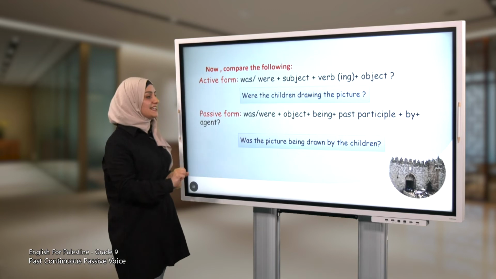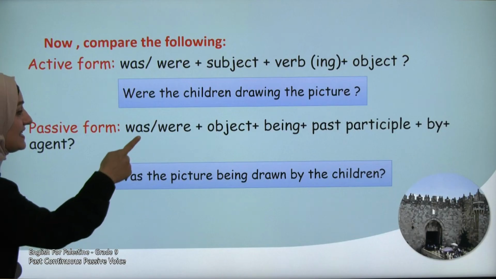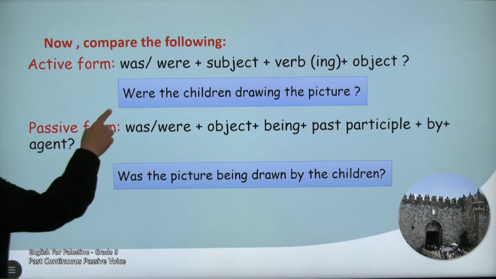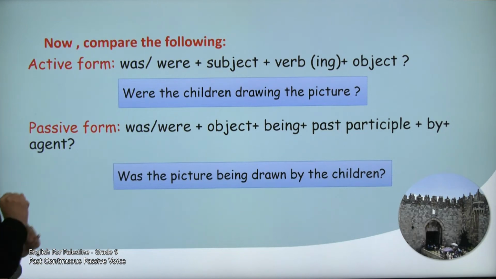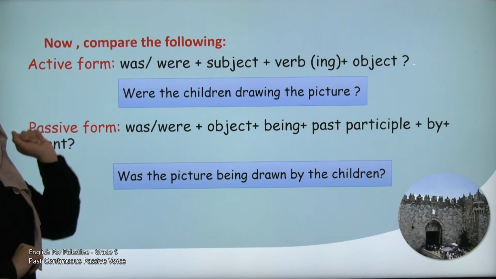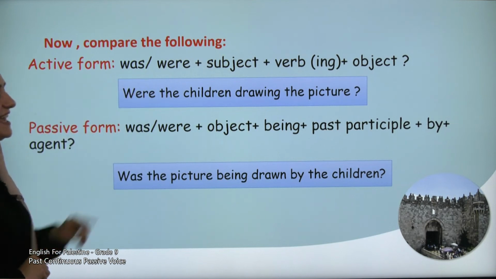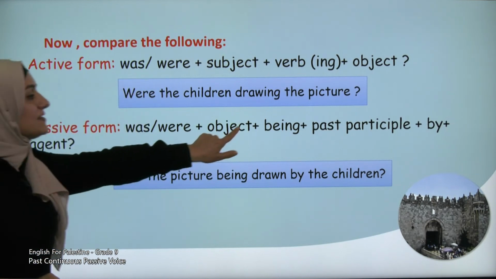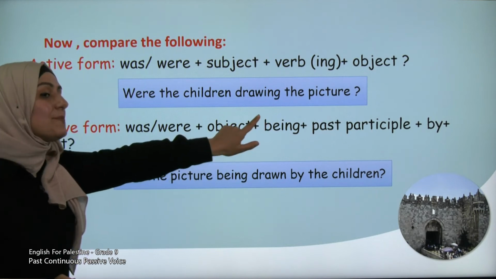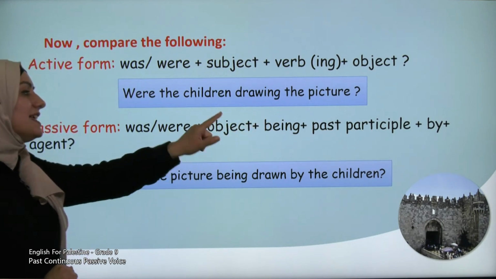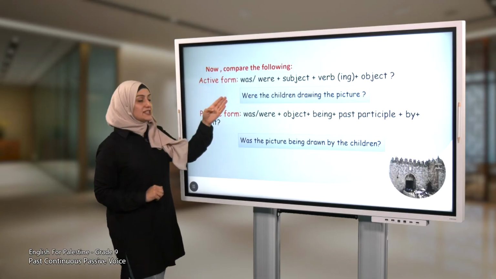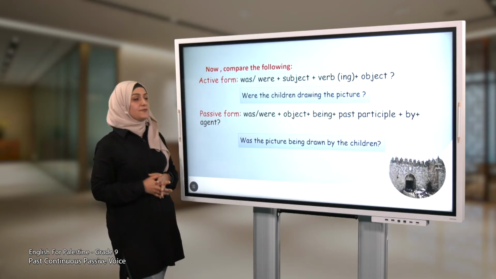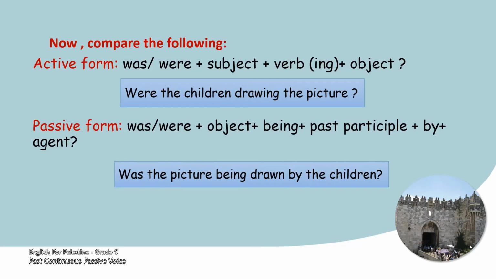It's very easy. Just follow this structure. You should put was or were at the beginning, and then the object of the original sentence, the active sentence, plus being, plus the past participle of the verb, and then by and the agent. Let's change this sentence into the passive voice. Were the children drawing the picture?